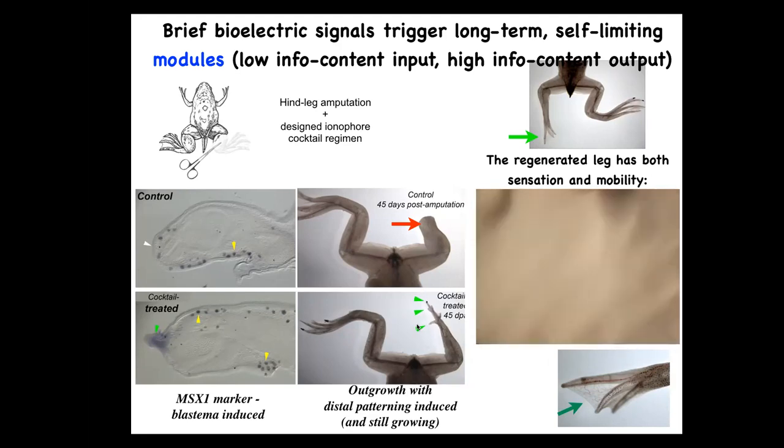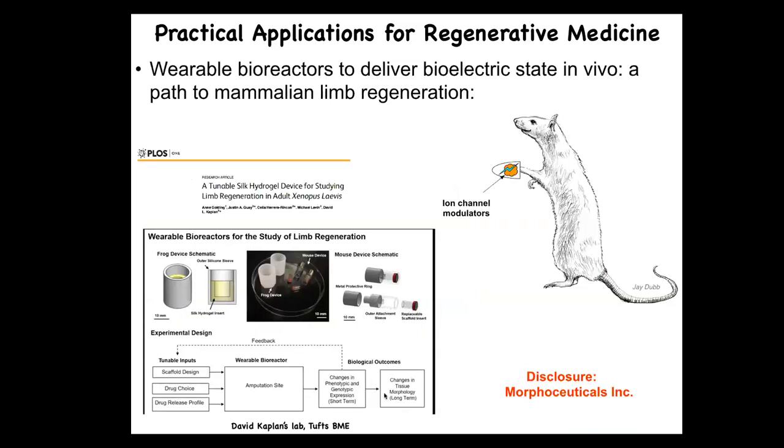They do their thing. Here's where I need to do a disclosure, because David Kaplan and I have founded a company called Morphoceuticals, which basically seeks to move some of that technology into mammals. We're now trying this in rodents with a wearable bioreactor that applies various drug payloads and eventually hopes to trigger regeneration while you support it with this environment.